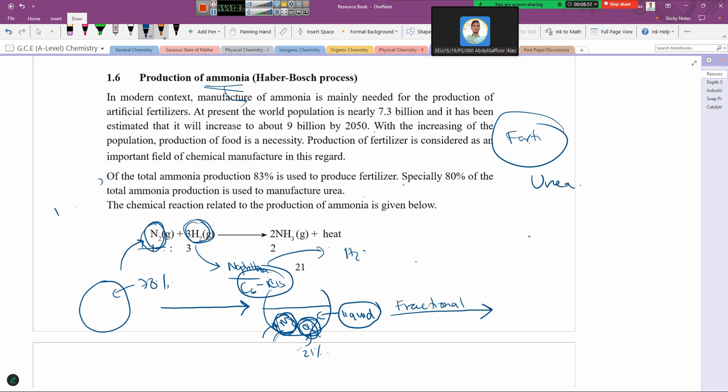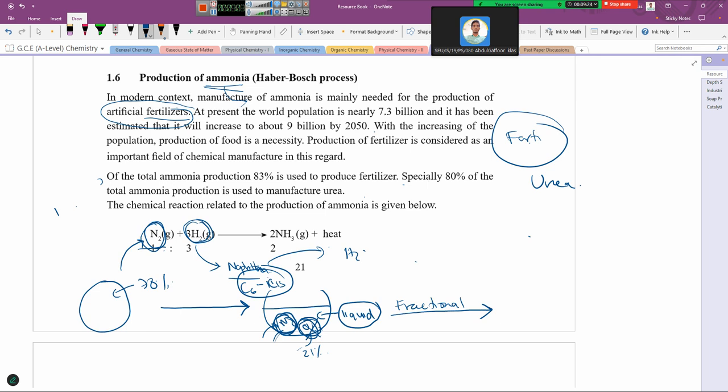Urea. Why? Because they have given a basic idea. Just read this one: in the modern context, manufacture of ammonia is mainly needed for the production of artificial fertilizers. Naturally, in the soil we also have natural fertilizers, but in order to improve the growth of plants we have to artificially manufacture fertilizer and incorporate it into plants.